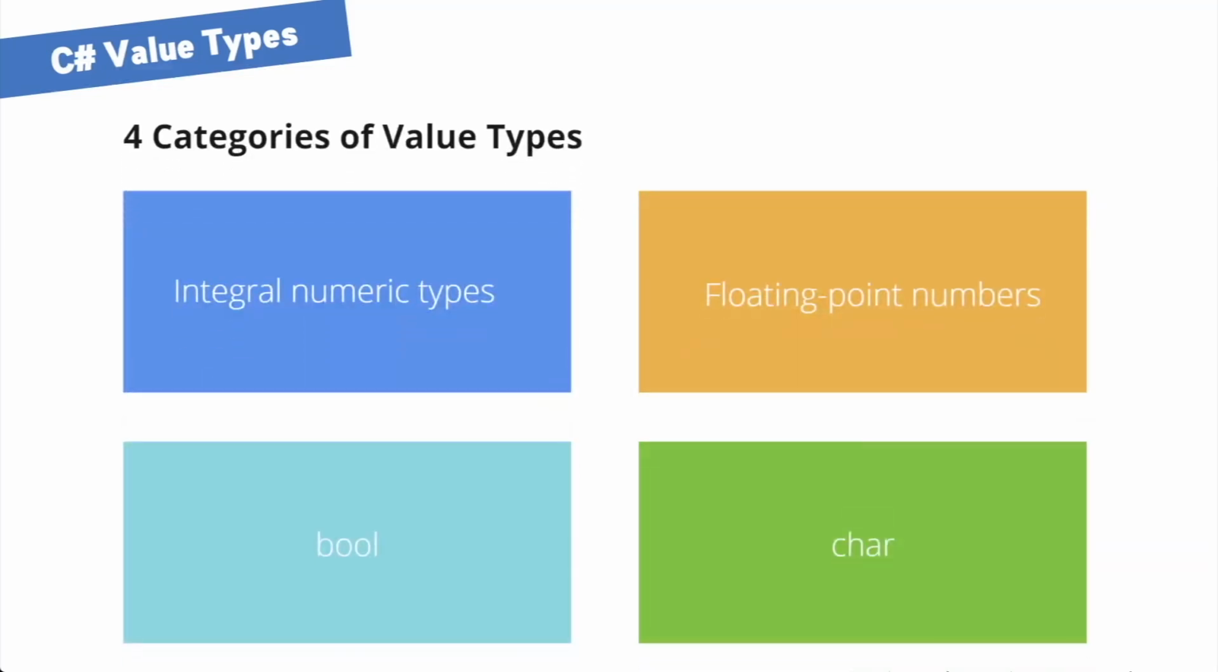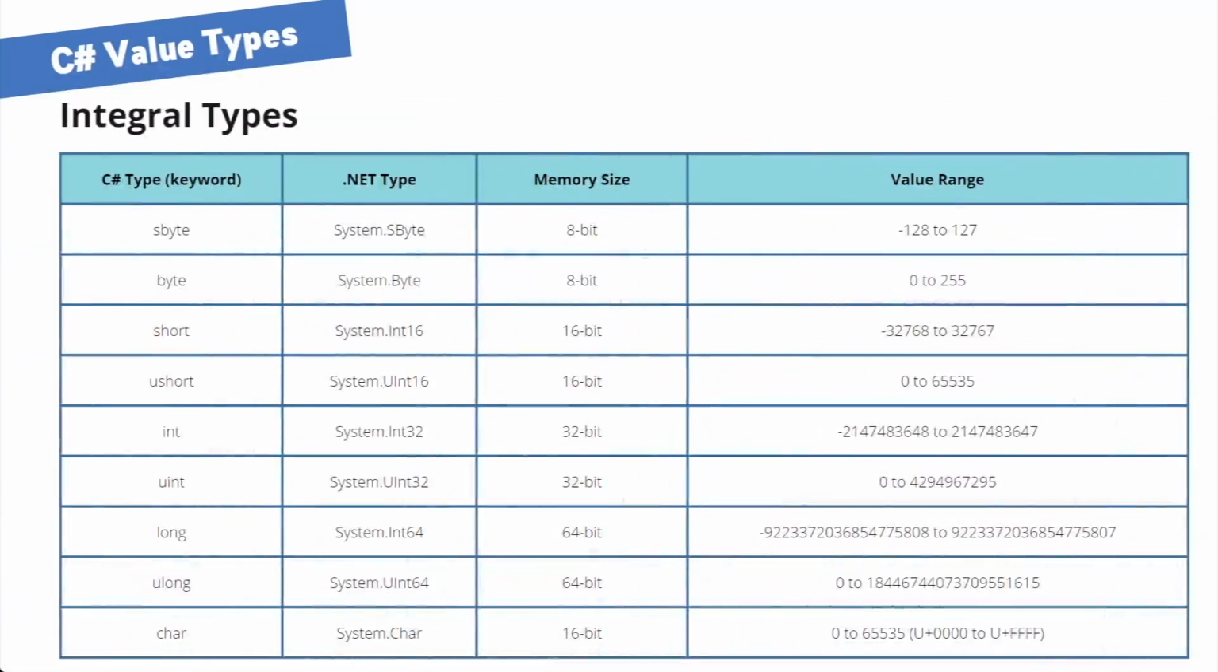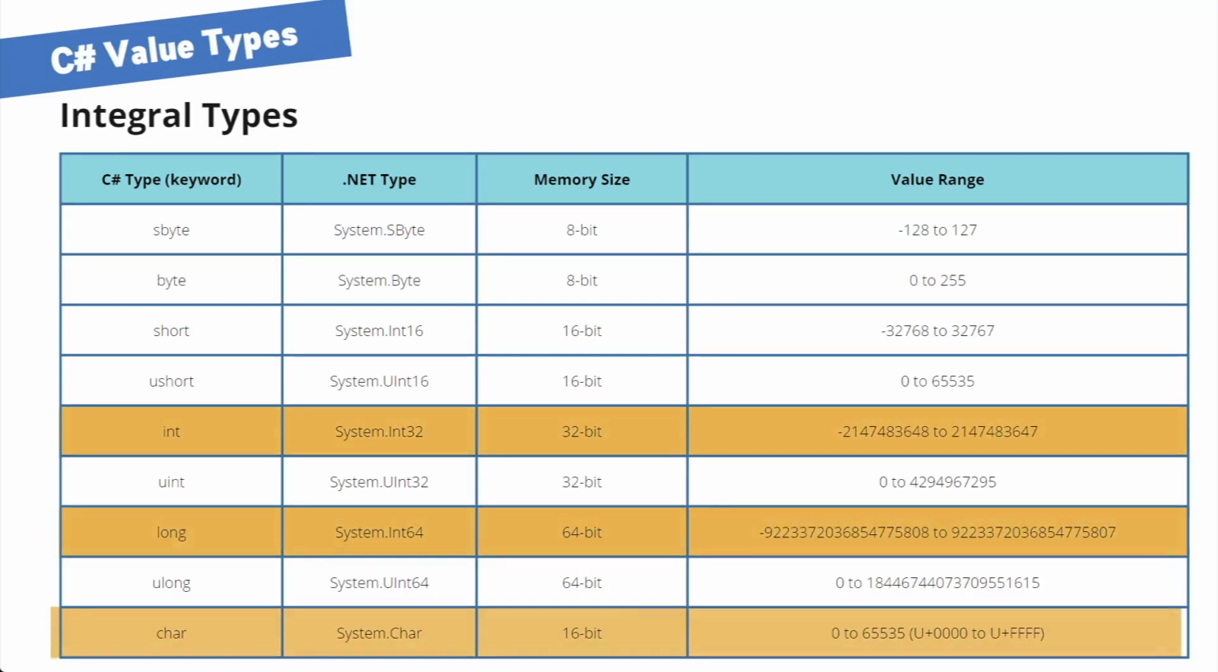There are 4 categories of value types built into .NET and available when developing applications in C#. Integral numeric types, floating point numbers, bool, and char. Let's go through those 4 categories one by one. C# supports 9 integral number types with different sizes and value ranges. All of them are stored in a binary format. In more than 15 years of .NET development, I mostly use the integer or short int, long, and char types. Those are the most common types that I suggest learning in depth.